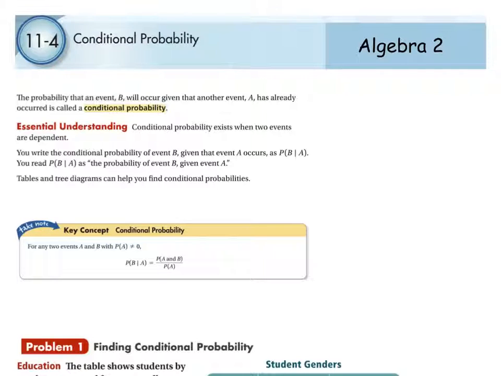So in 11.4, we're going to be talking about conditional probability. And before we get into the conditional probability, there is actually one thing from a previous unit that we didn't talk about. We didn't talk about section 11.1, but there's a tidbit of information in 11.1 that I think is good for you guys to know. So we're going to talk about that first. In that big open area in your notes, that's where I want you to put it.